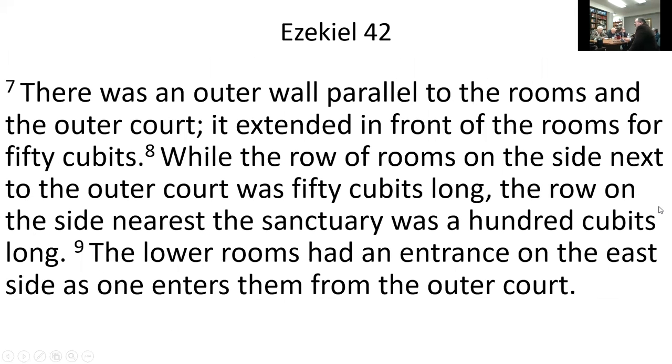Seven through nine. There was an outer wall parallel to the rooms and the outer court. It extended to the front of the rooms for 50 cubits, while the rows of rooms on the side next to the outer court were 50 cubits long. The rows on the sides nearest the sanctuary were 100 cubits long. The lower rooms had an entrance on the east side as one enters them from the outer court.